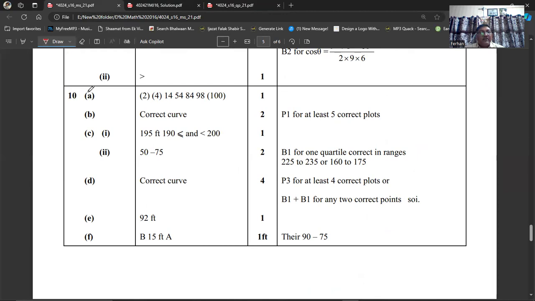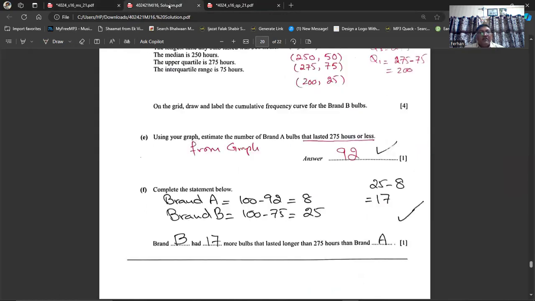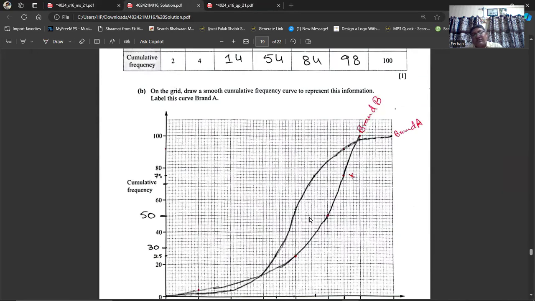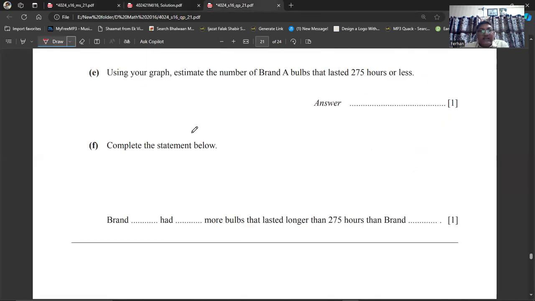And the answer is right. My answer is 17, their answer is 15. This is a little difference, and that difference is because of the way I draw the curve. A little bit of difference is possible. Don't worry about it. You need to learn the technique.